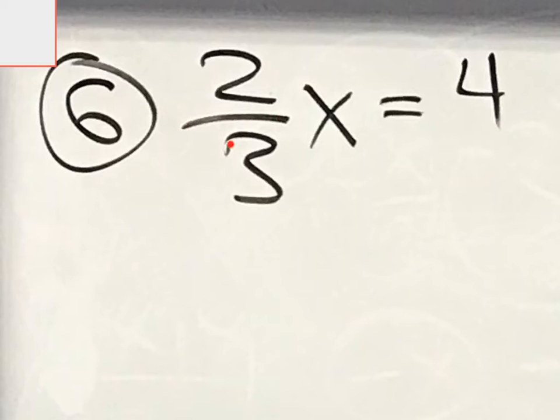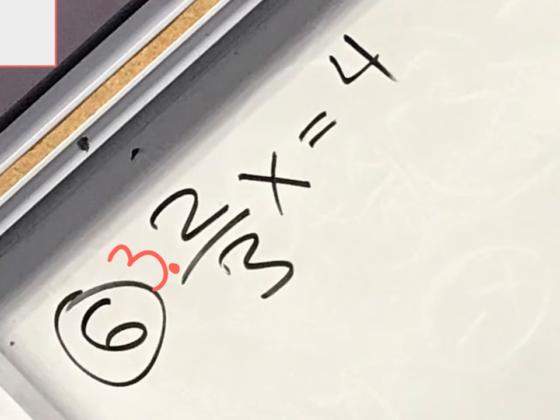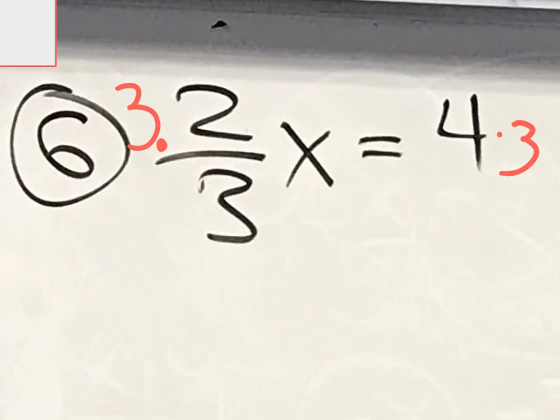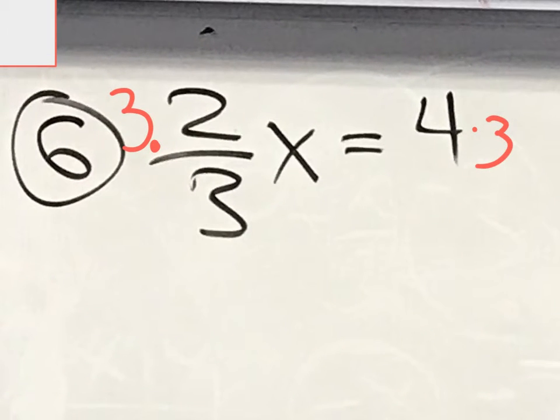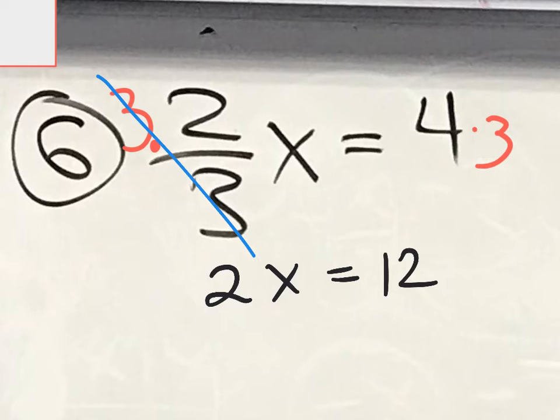So I don't want this divided by 3. How do I get rid of something? Do the opposite. What's the opposite of dividing by 3? Multiplying by 3. So put a times 3 right there. But now it's going to be off balance until I do what? Multiply this side by 3, and then it gets back to being balanced, right? So I multiply by 3 because it'll cancel out. 3 divided by 3 is 1. And I have no more fraction. I now have the beautiful 2x equals 4 times 3, which is 12.